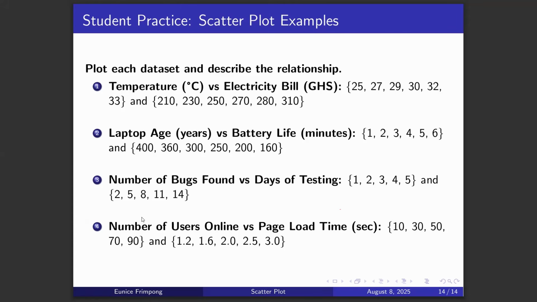So for each of them, for example, number of users online is the first data set, and then the page load time is the second data set. So just put this in a table and then practice your scatter plots. First of all, identify if there exists a relationship, and then if there is, what kind of relationship is there.